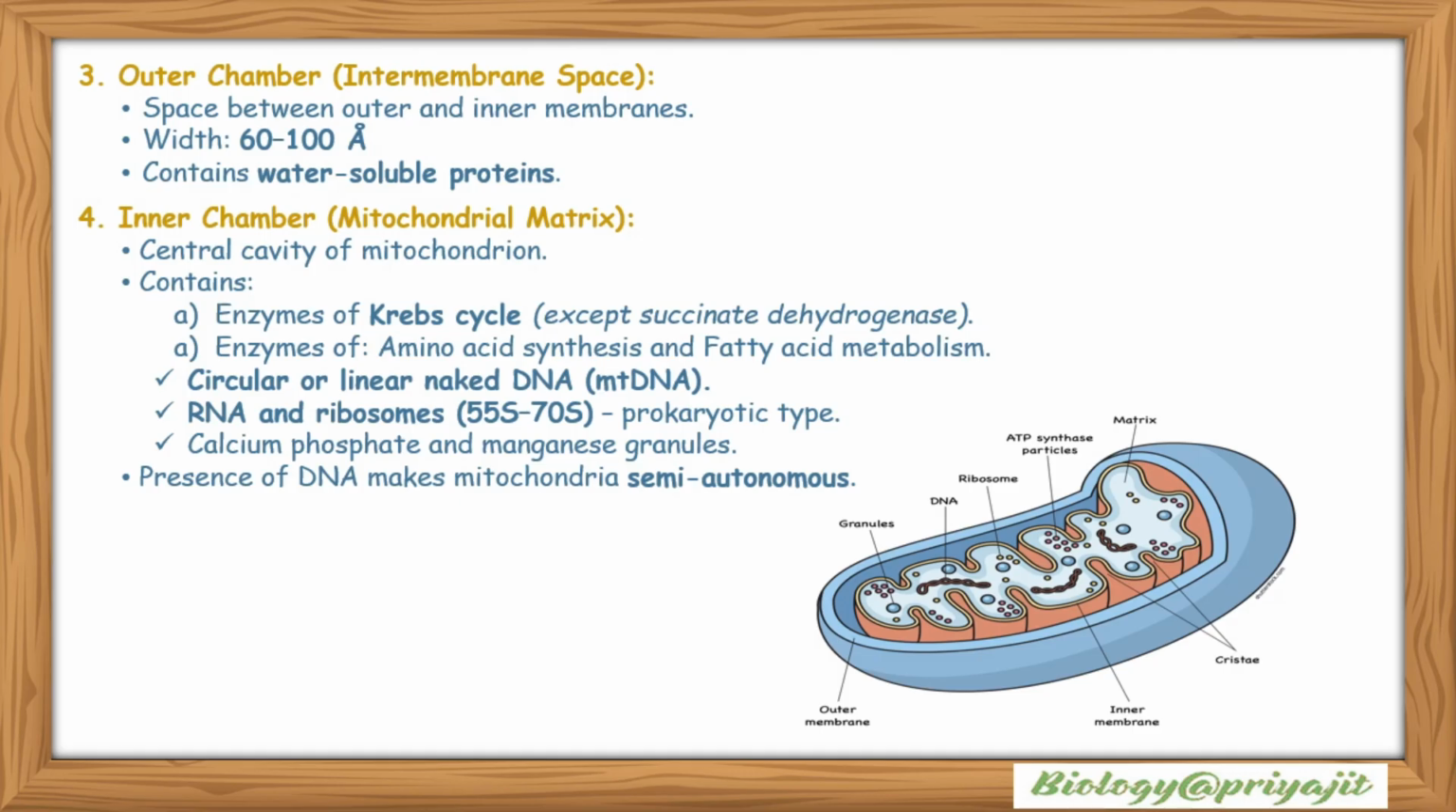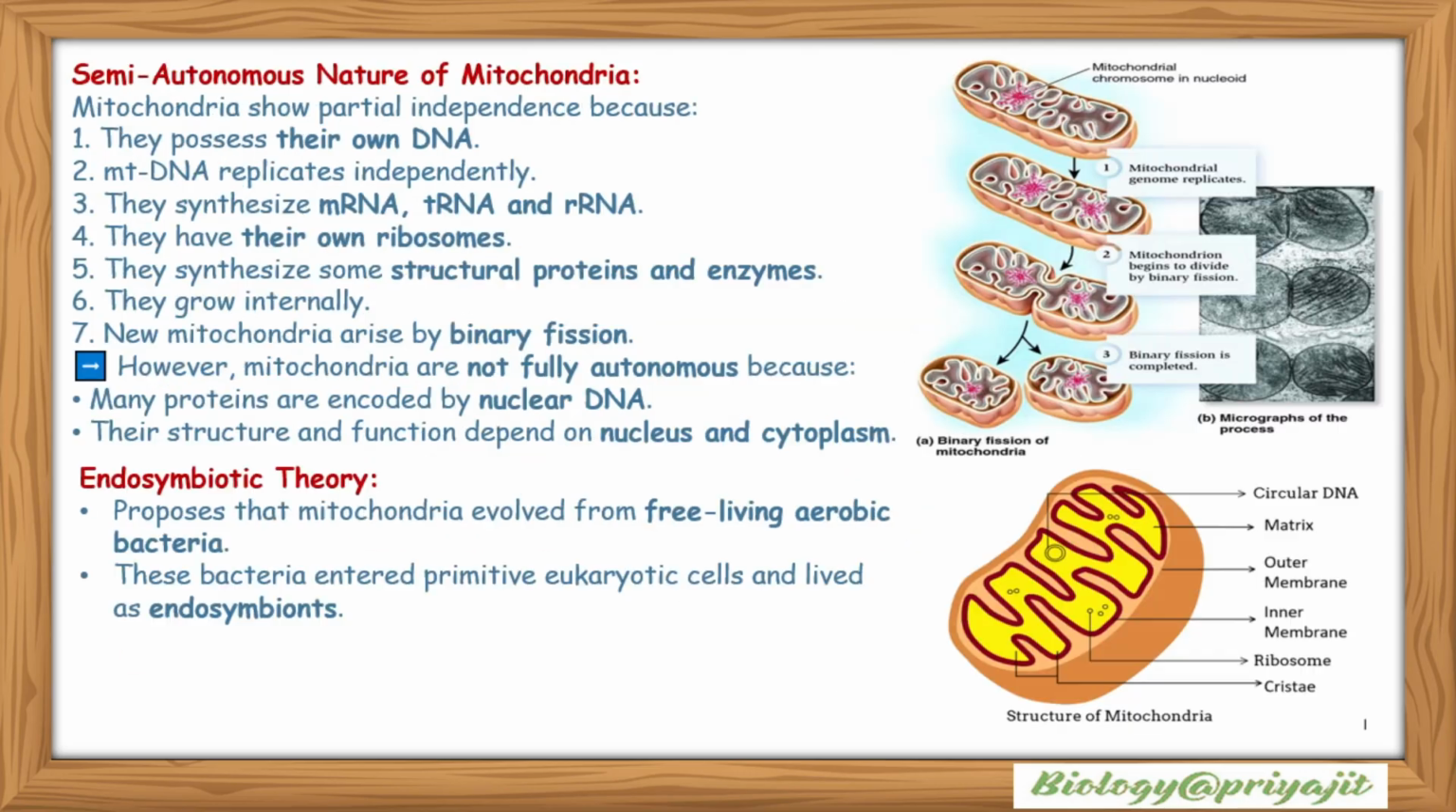The mitochondrial matrix also contains circular and linear naked DNA molecules, RNA, and ribosomes, which are 55S to 70S in nature, that is, prokaryote type, and calcium phosphate and manganese granules. The presence of DNA within the mitochondrial matrix makes mitochondria semi-autonomous in nature. The semi-autonomous nature of mitochondria shows partial independence because they possess their own DNA.